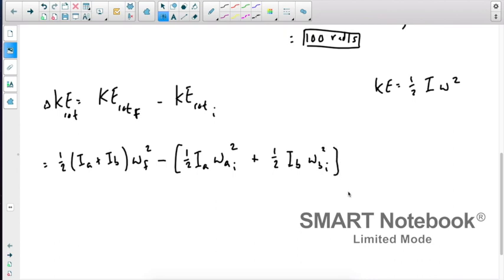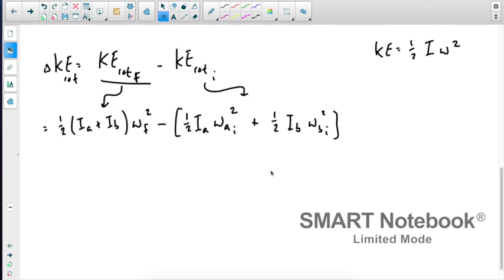And now we can easily plug and chug. So this is the final rotational kinetic energy of the system. This bracketed term here will get me the total initial rotational kinetic energy of the system. And you guys can perform that algebra on your own, but it looks like finally the rotational kinetic energy is 300 joules. And beforehand, the rotational kinetic energy of A before the collision plus B before the collision, which gets me the total of the system, was 450 joules.